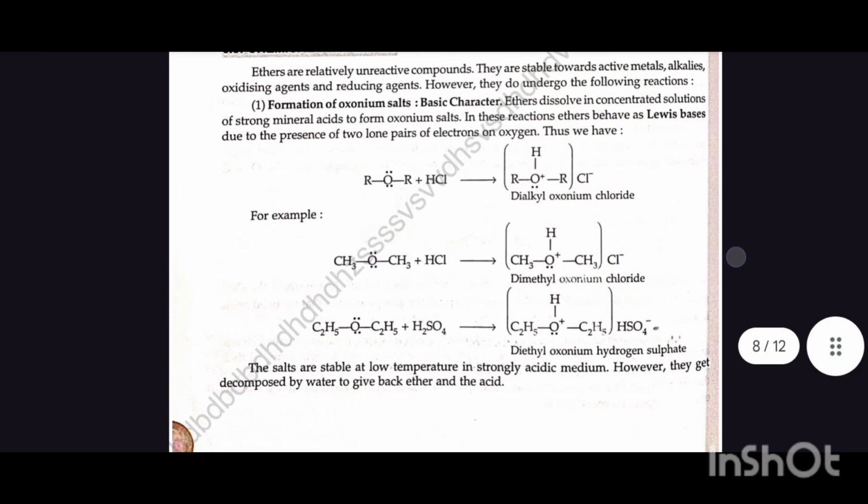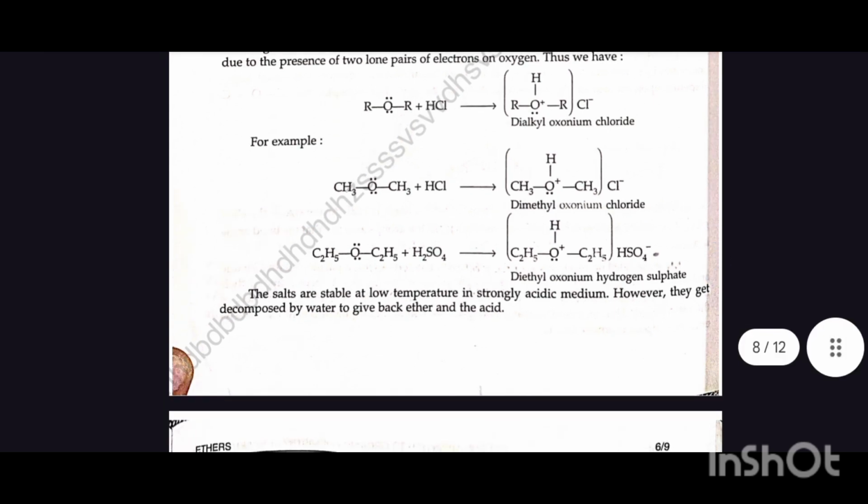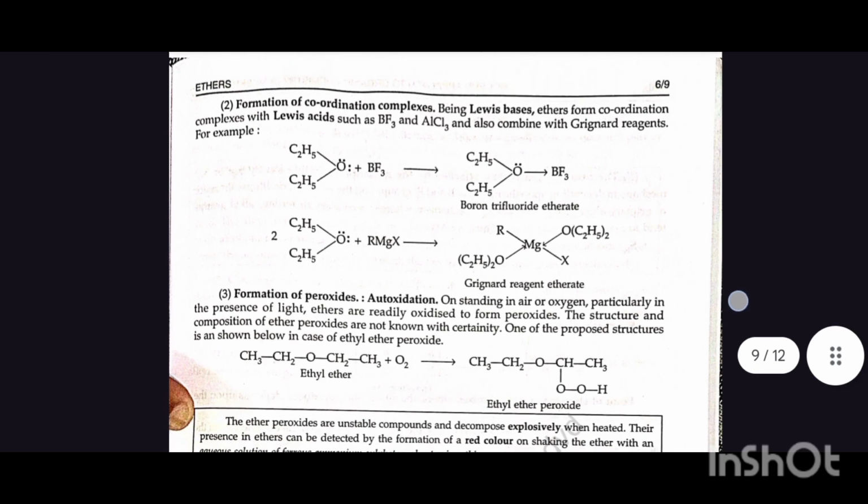Thus, we have, for example, ROR plus HCl gives dialkyl oxonium chloride, and CH3OCH3 plus HCl gives dimethyl oxonium chloride. C2H5OC2H5 plus H2SO4 gives diethyl oxonium hydrogen sulfate. The salts are stable at low temperature in strongly acidic medium. However, they get decomposed by water to give back ether and the acid.